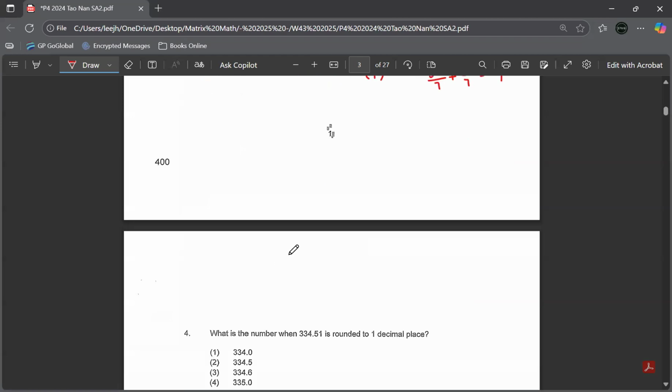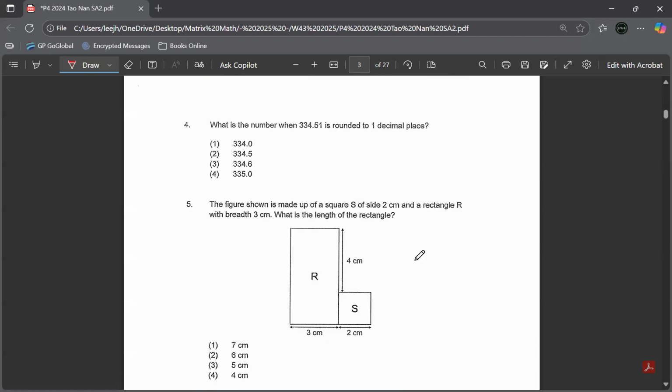Okay, next. What is the number when 334.51 is rounded to one decimal place? So one decimal place, so you have to write down 334.51. Round to one decimal place means the nearest tenths. Okay, so I look at this. The digit on the right hand side is 1, which means I cannot round the 5 tenths up. So it remains at 334.5. Number 2.